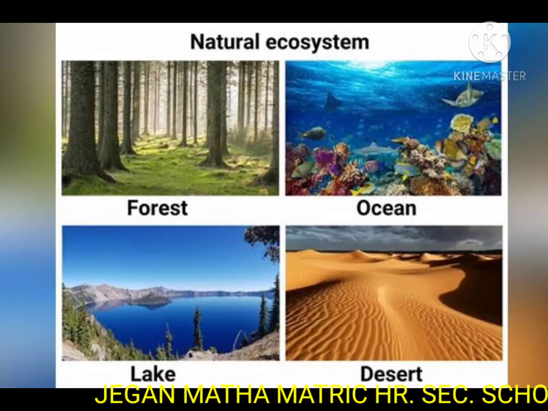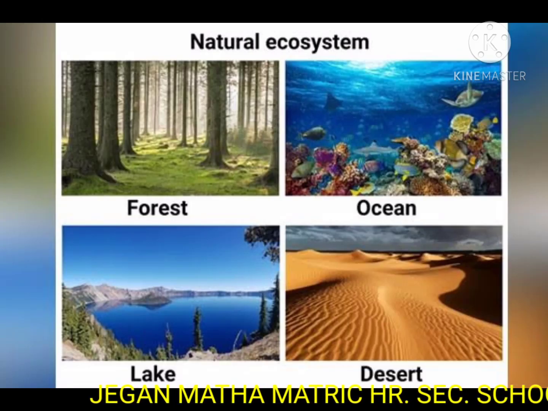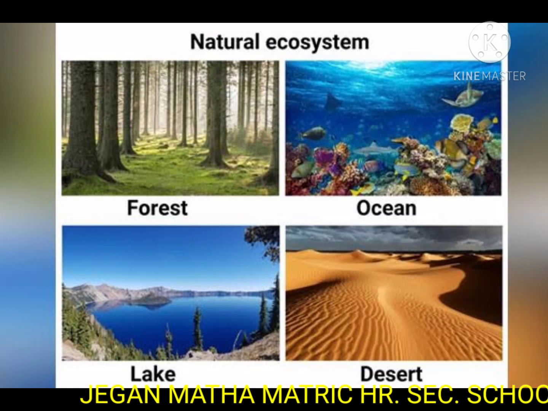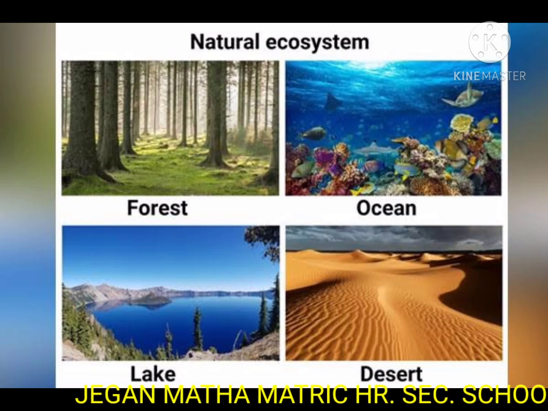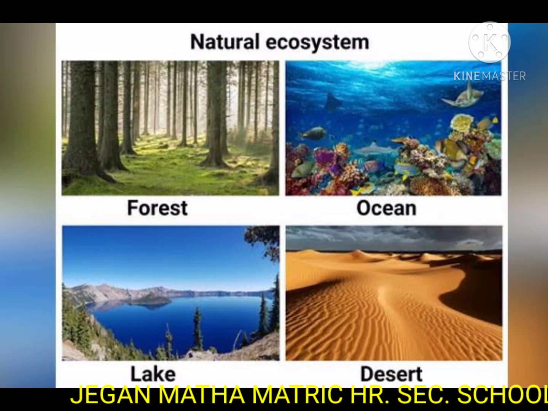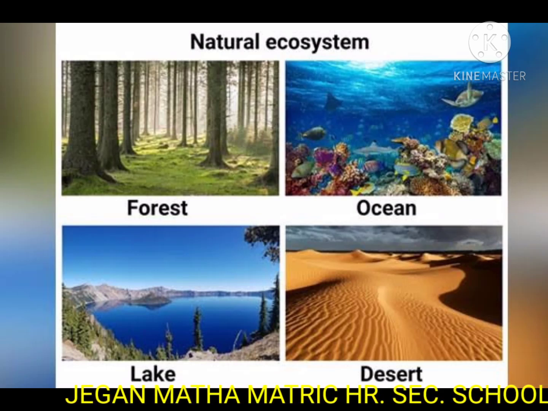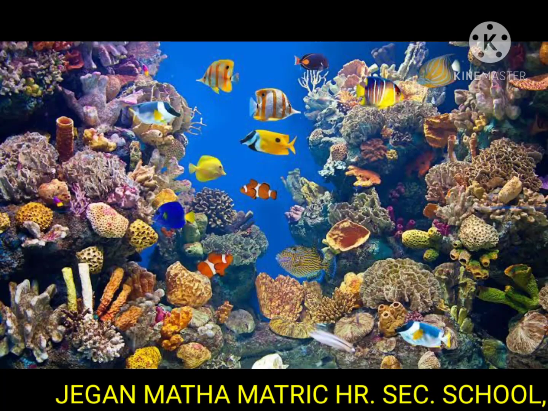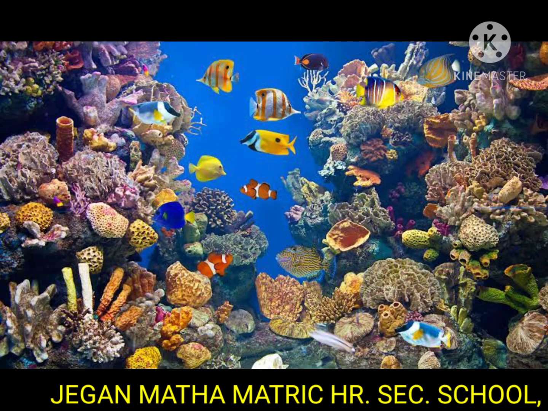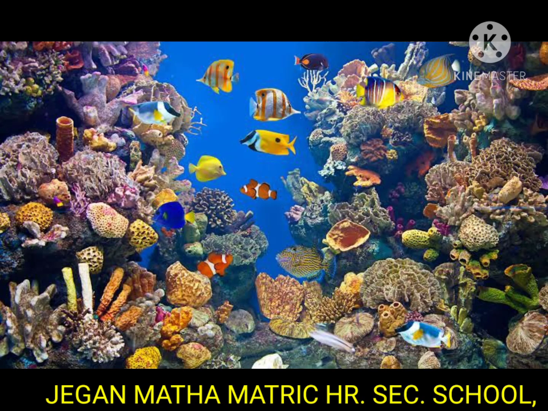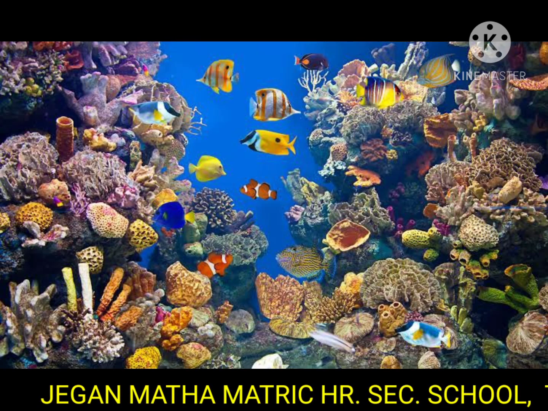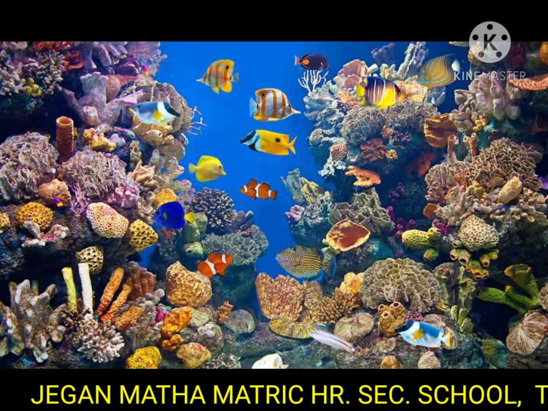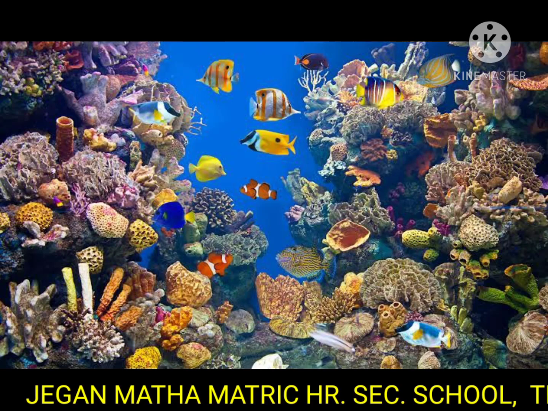Natural ecosystem. An ecosystem that originated without human invention is called a natural ecosystem. This can be an aquatic ecosystem or a terrestrial ecosystem. The ecosystem in water is called an aquatic ecosystem. Sea, river, lake, pond, and puddle are some examples of natural aquatic ecosystems.